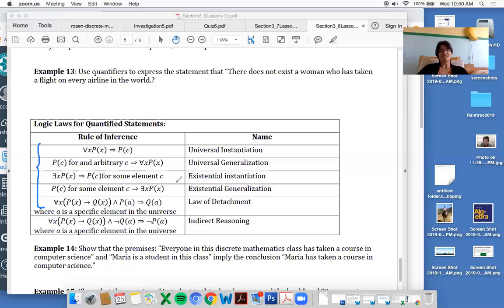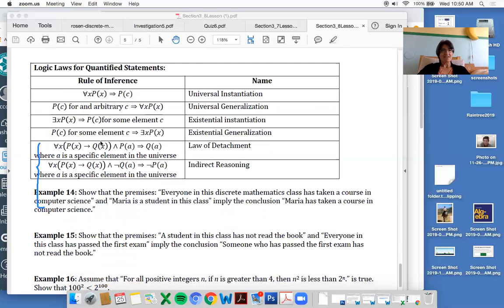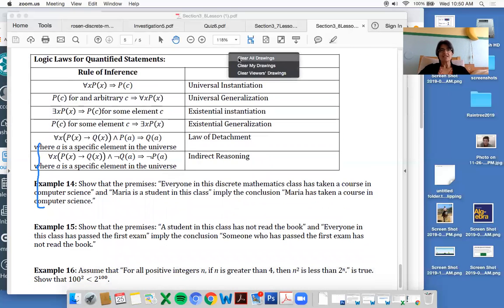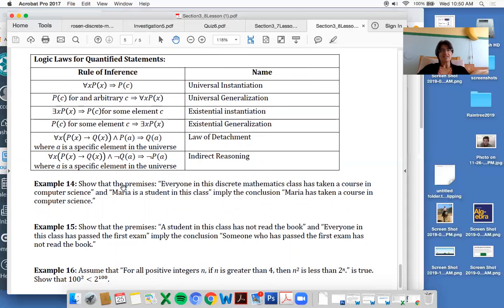So again, these allow you to switch between things with variables and things without variables. So from the general to the instance, from the instance to the general, or from the particular to the general. And we can look at the law of detachment and indirect reasoning, but let's look at a couple of examples first. Okay, so let's see how these are applied.